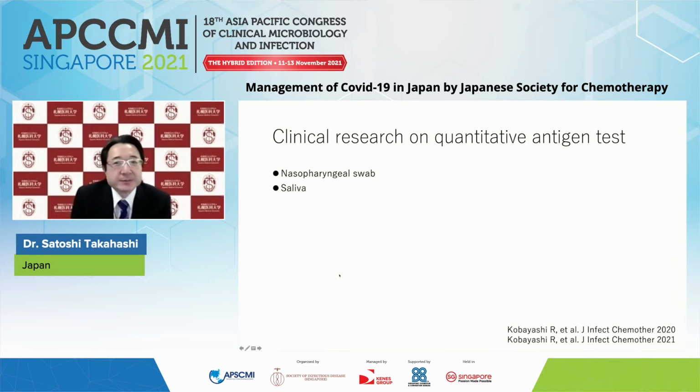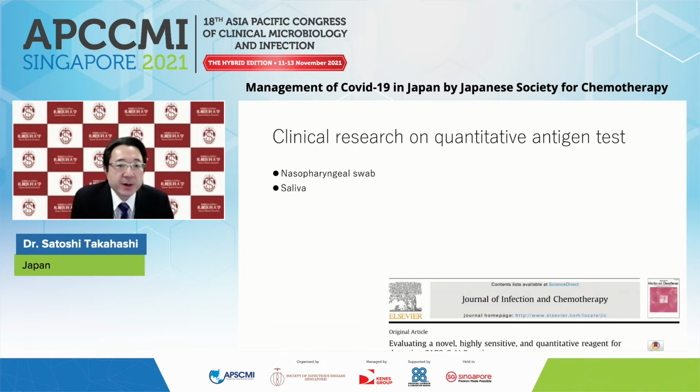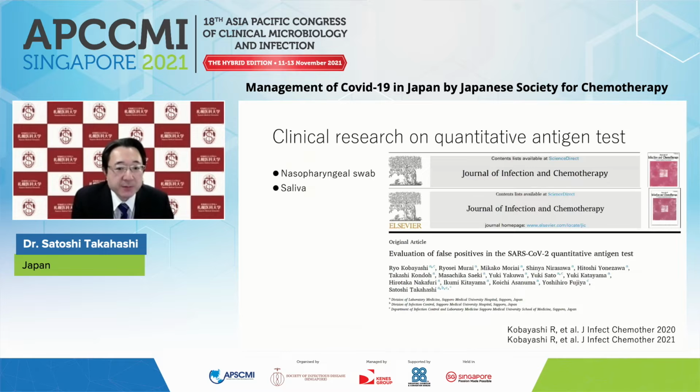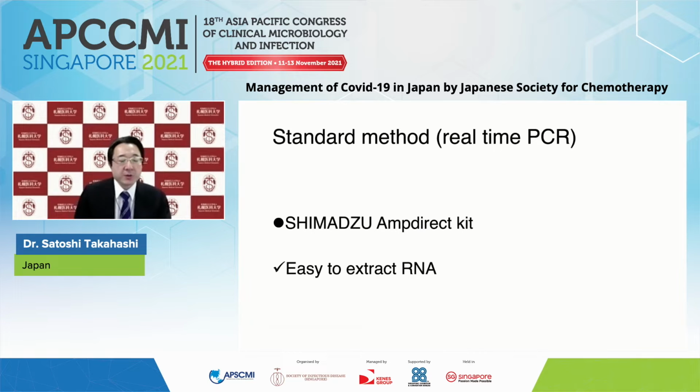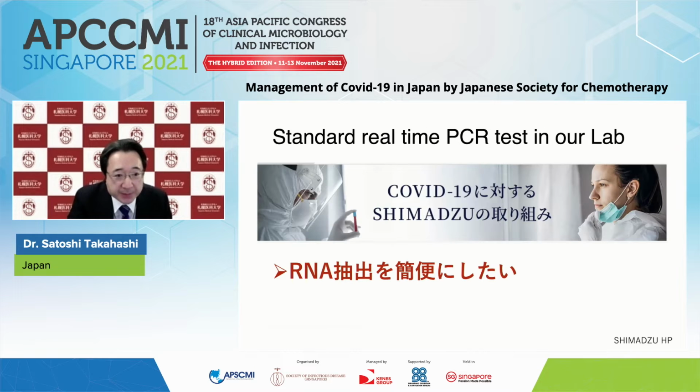So of course, we reported in some manuscripts, and we use nasopharyngeal swab and saliva, of course. A standard method is necessary when we use the quantitative antigen test. So we use Shima's AMP Direct Kit as the standard method of real-time PCR. The characteristic of Shima's AMP Direct Kit is that it is easy to extract RNA.